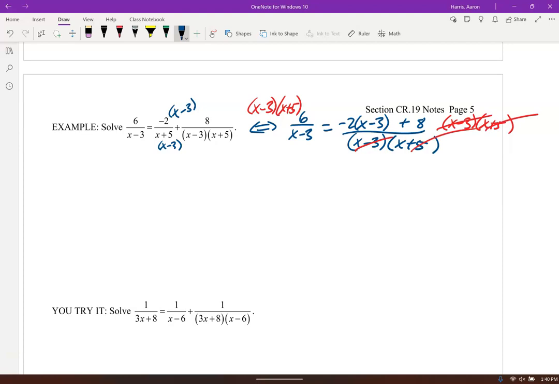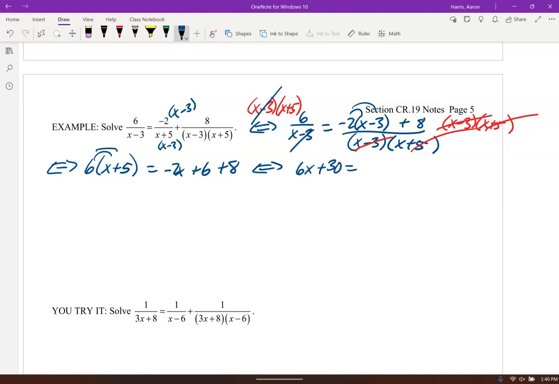This becomes 6. Notice the x minus 3's cancel there. Equals, and I'm going to go ahead and distribute that. Negative 2x plus 6 plus 8. And I'm going to distribute that. 6x plus 30 equals negative 2x plus 6 plus 8 plus 14.